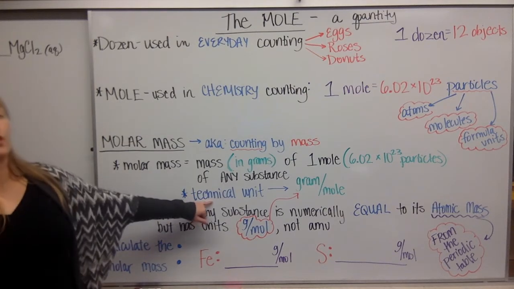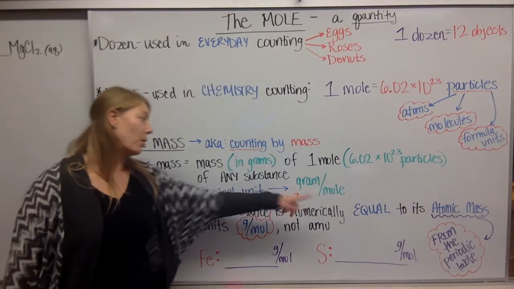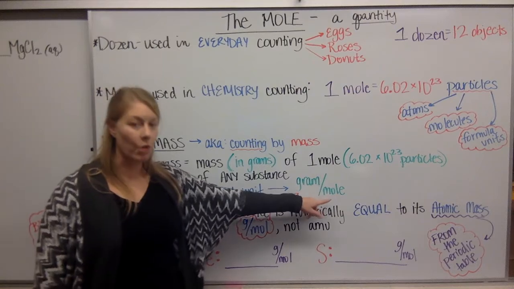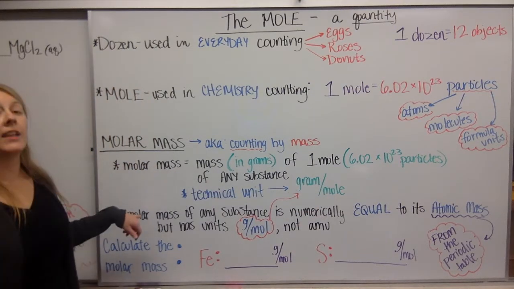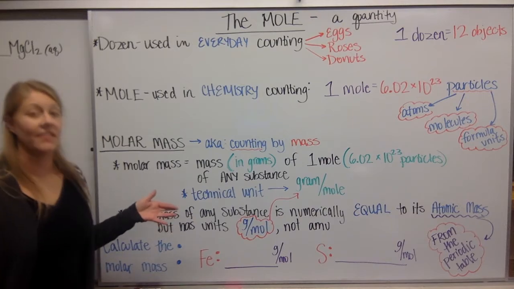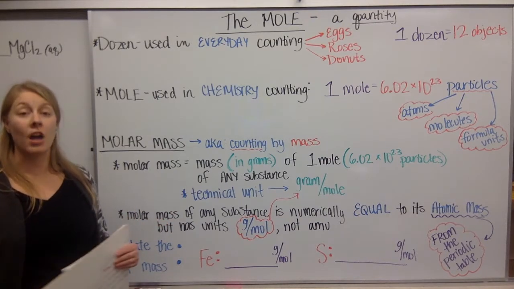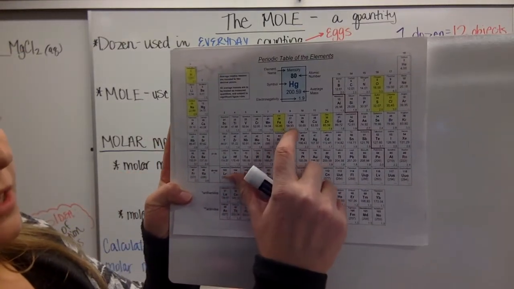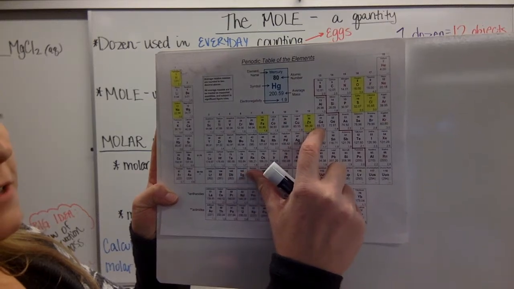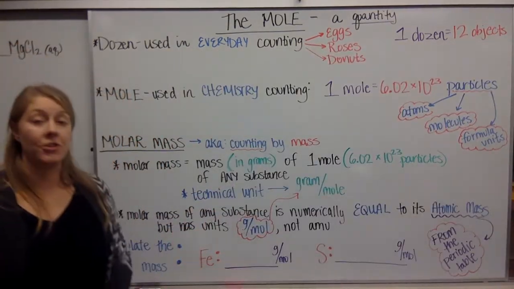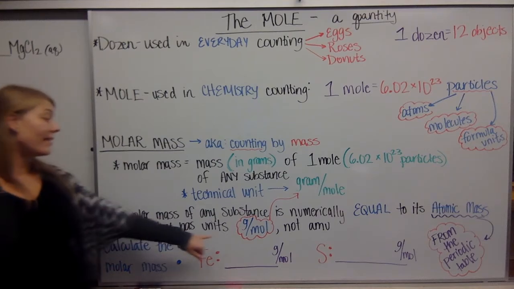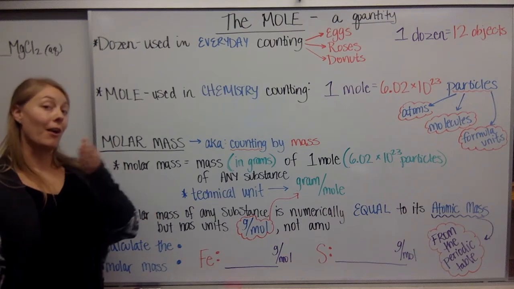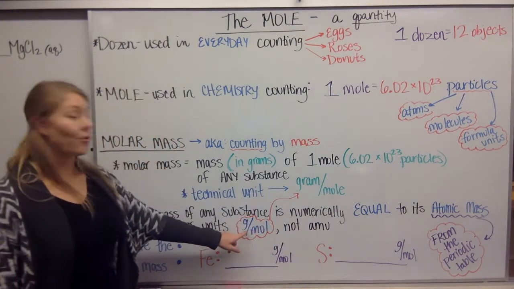The technical unit when we're using molar mass is actually grams per mole, which makes sense. The mass of 1 mole. So mass, 1 mole. Grams per 1 mole, okay? Now, the molar mass of any substance is numerically equal to the atomic mass from the periodic table, right? So remember that the atomic masses are the decimal numbers, 2 decimal places all along here, and they are measured in AMU, whereas molar mass is measured in grams per mole. So it's the same exact number, you just change the unit from AMU to grams per mole, right?